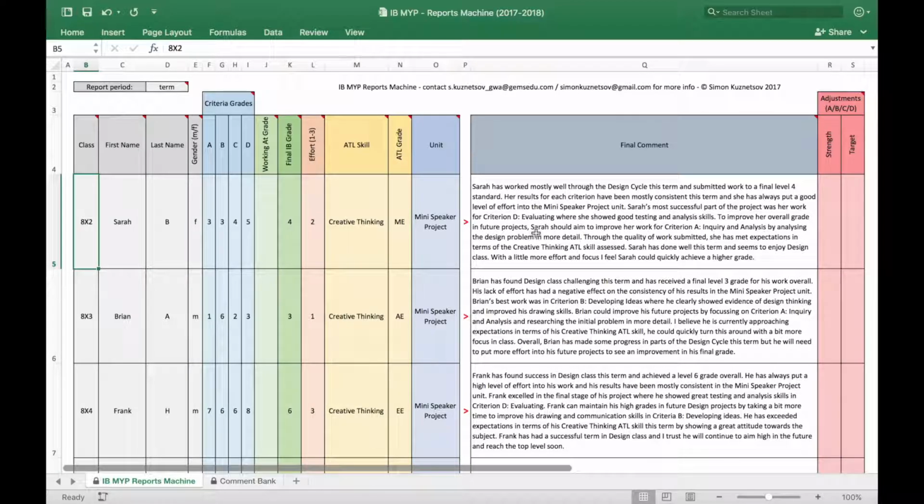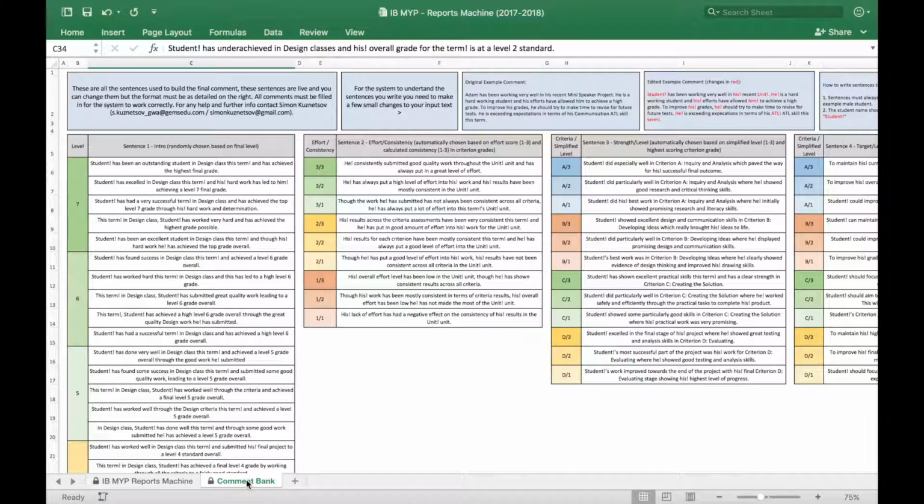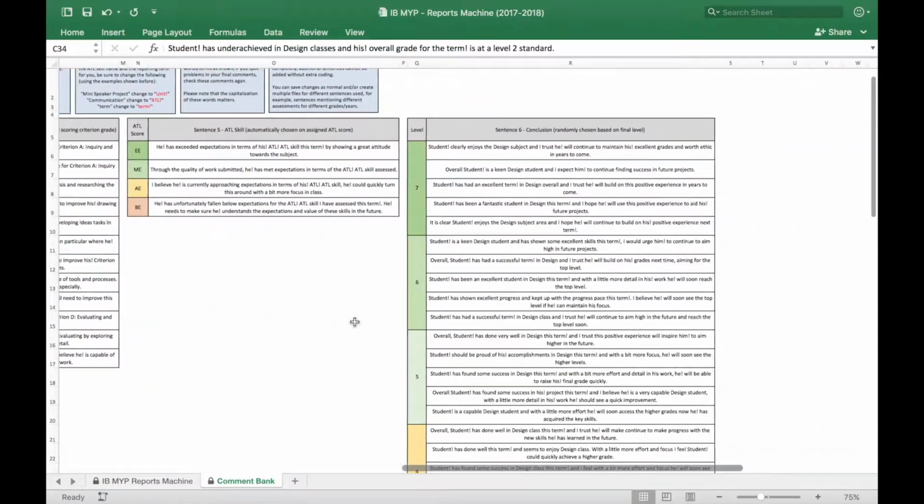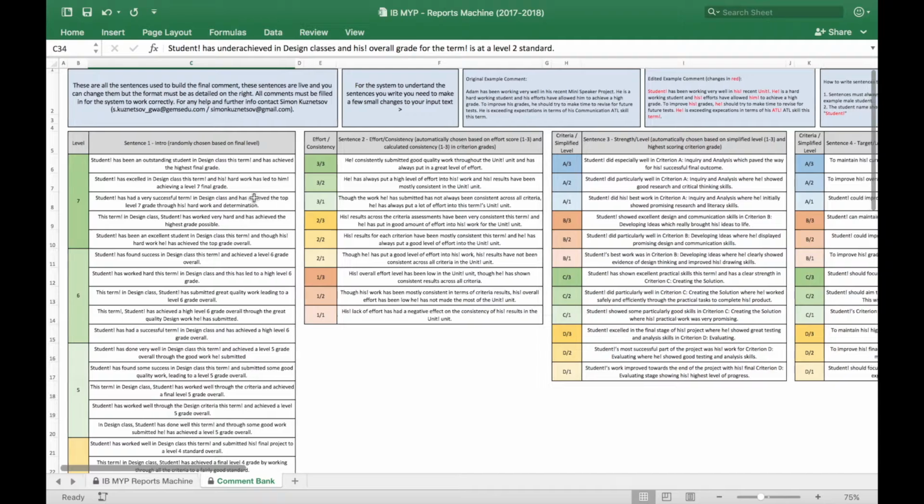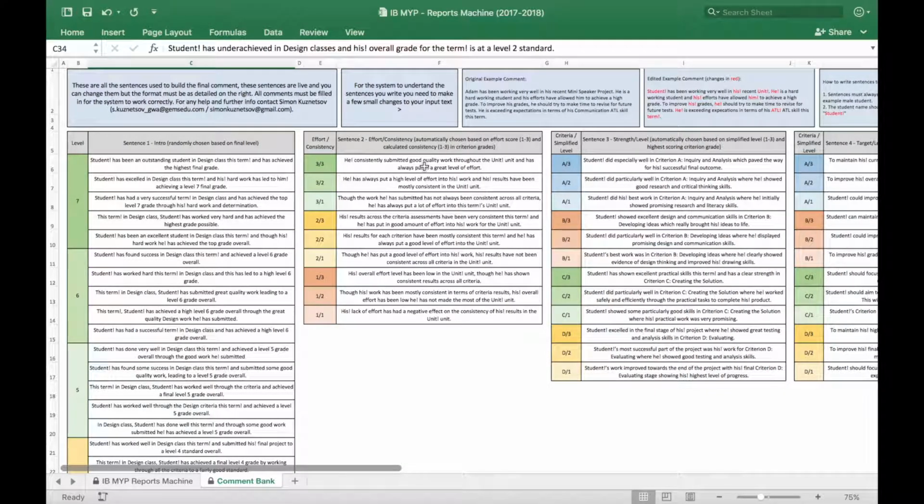You'll never be able to edit them or accidentally mess anything up. The main thing you can edit though is the comments bank. This is on a separate Excel sheet within this workbook. If you go into the comment bank, you'll see it's split up into 6 tables, and one table is per each sentence used.